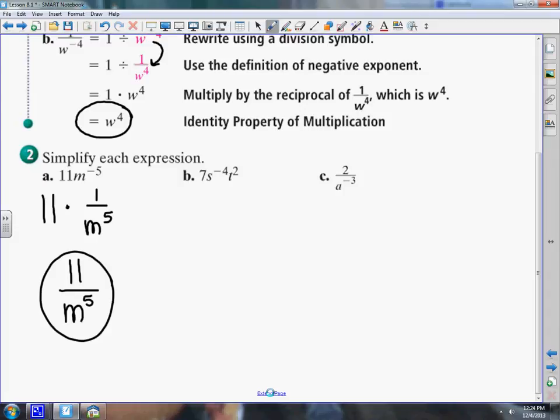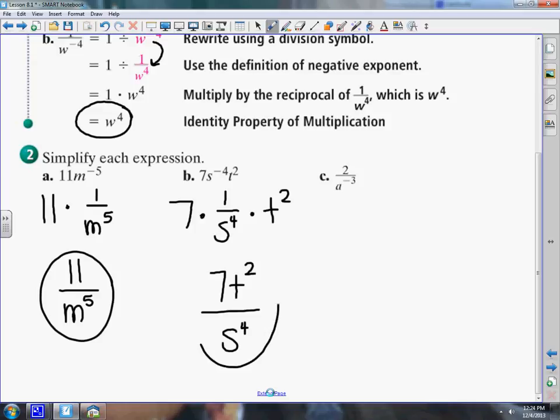This I have 7, and then I have s to the negative 4, which is 1 over s to the 4, and then I have t squared. So if I combine all of this, I would get 7t squared. That all goes on the top, and then s to the 4th power is my denominator.